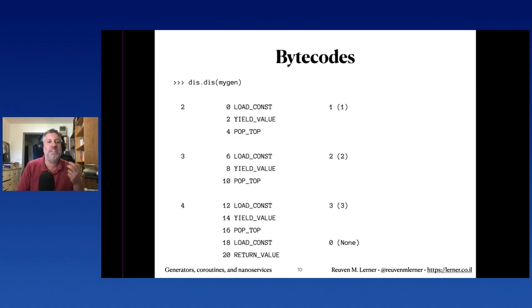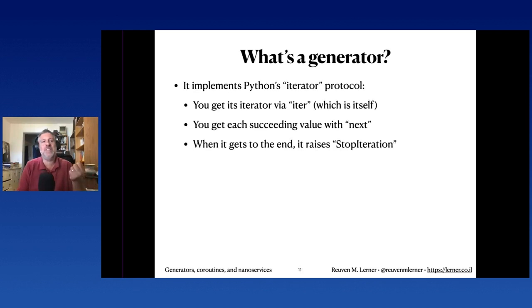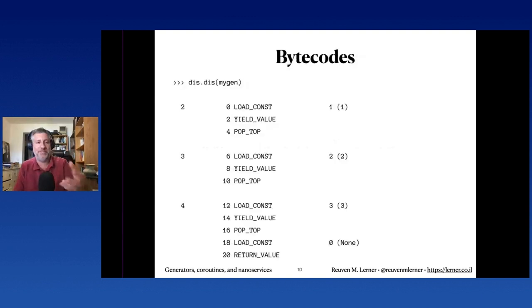Okay, and if I actually disassemble my generator function, what do I get? Well, you see, it's a whole different kettle of fish here. Now what's happening is it's going to load the constant 1 and yield it, and then pop the top, and then load the constant 2 and yield it, load constant 3 and yield it, and then finally load None and return that. So what's going on here? What is actually happening, and how does this help, and what is yield doing? We see that yield is a low-level bytecode thing inside of Python. Right, bytecodes aren't really that low level, but this is as low as it gets. So yield is really important to the language.